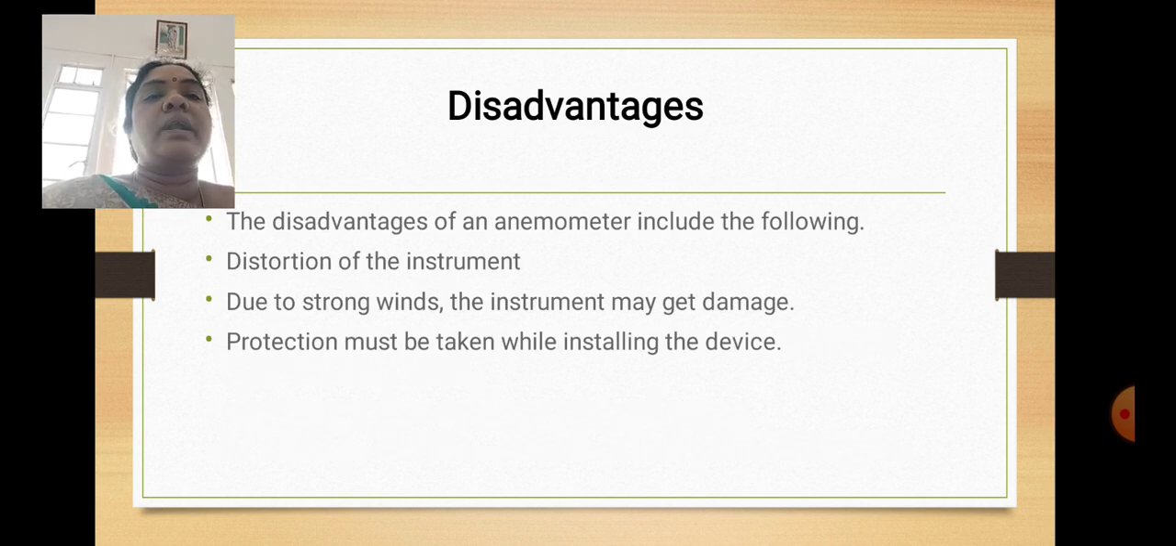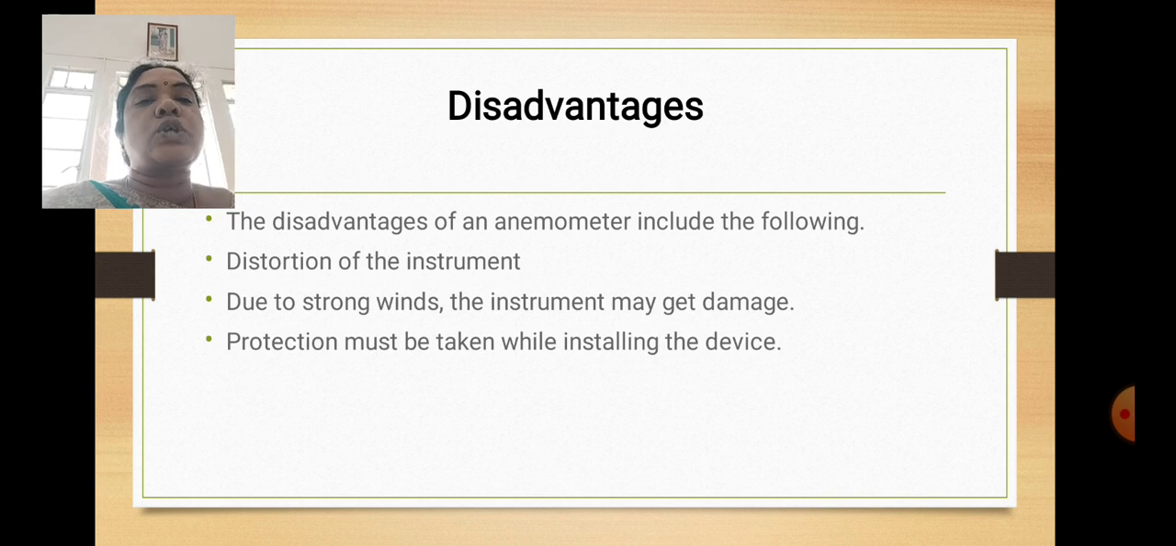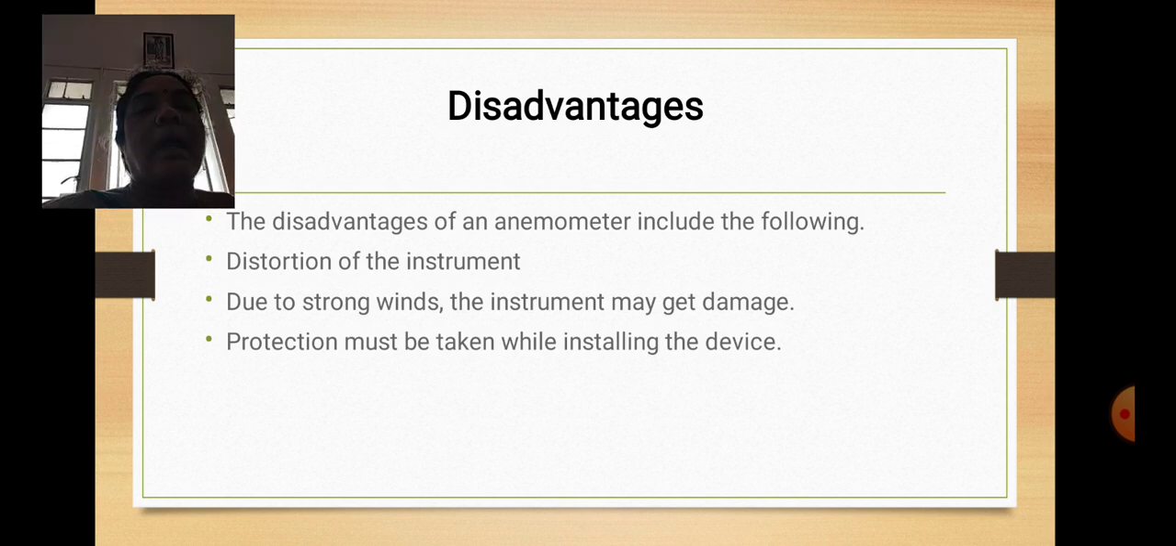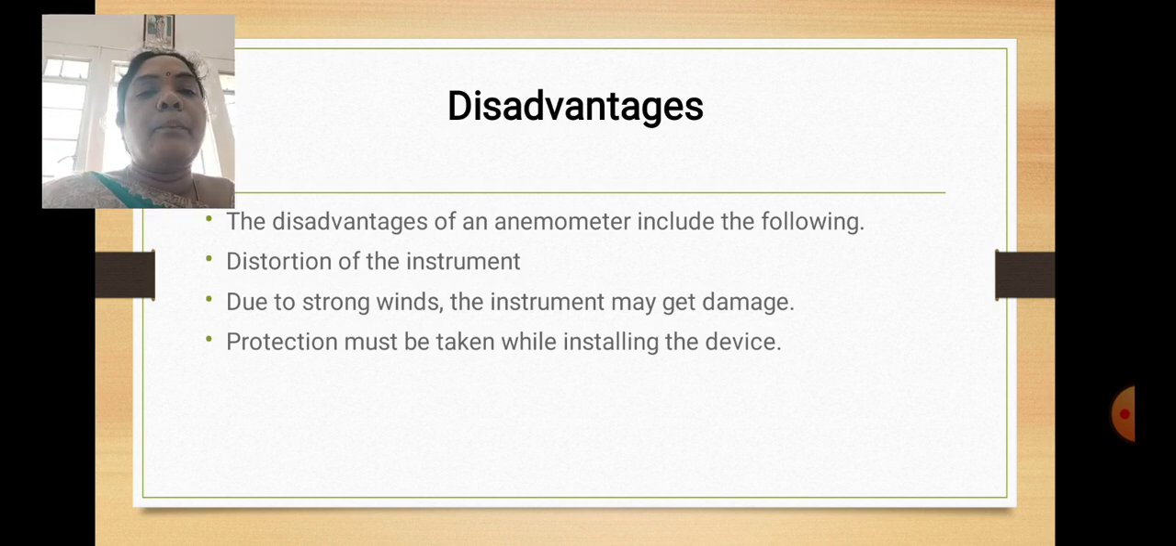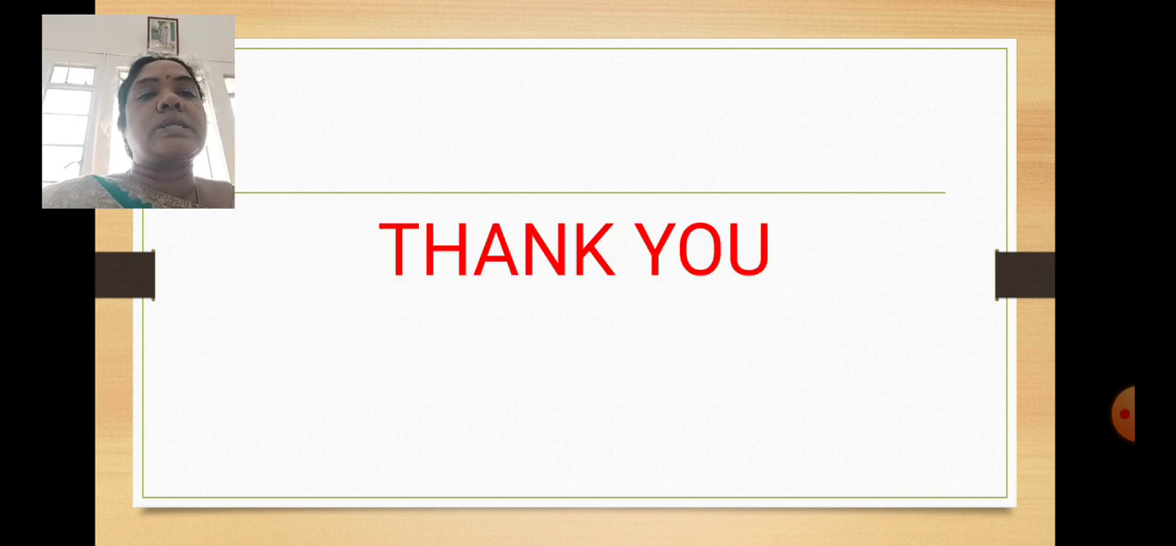Next one, the disadvantages of anemometers. The disadvantages of anemometers are the following. One is the distortion of the instrument, and due to strong winds, the instrument may get damaged. Precision must be taken while installing the device.